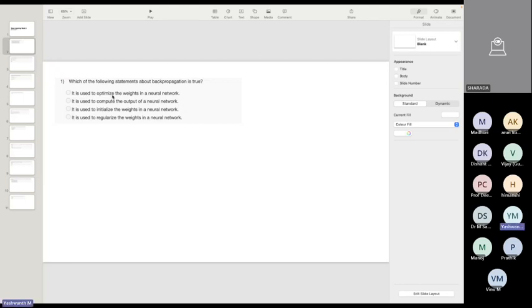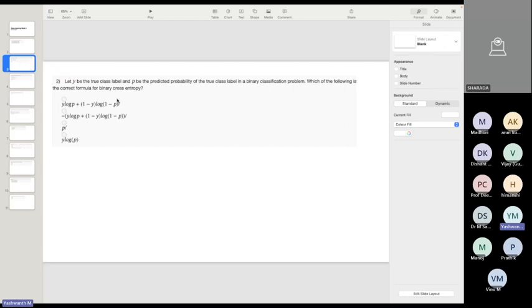Okay, any questions on this? Okay, we'll go to the second question. Let y be the true class label and p is the predicted probability of the true class label in a binary classification problem. Which of the following is the correct formula for the binary cross entropy loss?